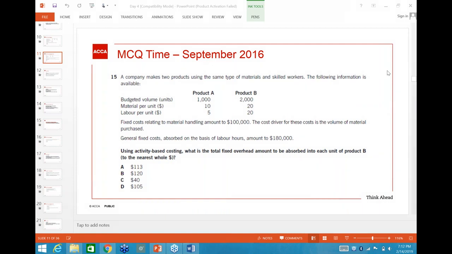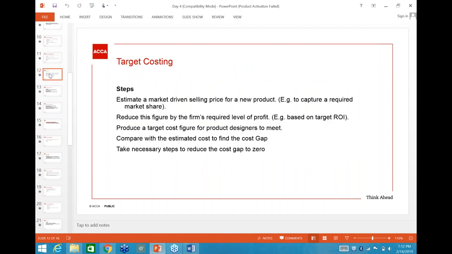And then I go back to the next slide, which is probably the second topic, target costing. Estimate a market-driven selling price for a new product, for example, to capture a required market share. Reduce this figure by the firm's required level of profit based on the target ROI to produce the target cost. So decide on the selling price minus the profit, get the target cost. Compare with the estimated cost to find the cost gap and take necessary steps to reduce the cost gap to 0.